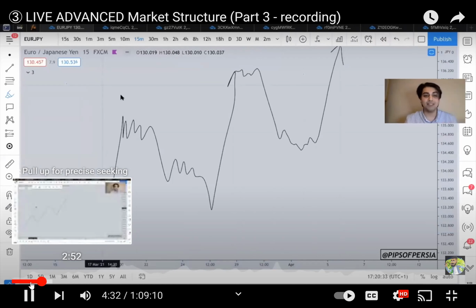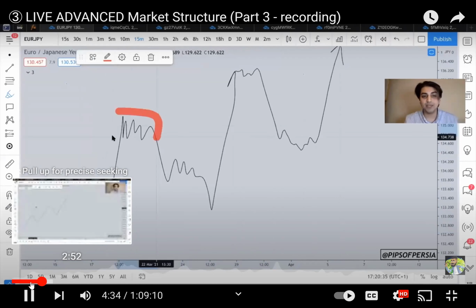What I mean by that is this distribution that took place up here is the same area of supply that we were talking about. So is this one. These are now areas of distribution at the top of the range, where the market is giving you that little retracement back down. Those are areas of supply.